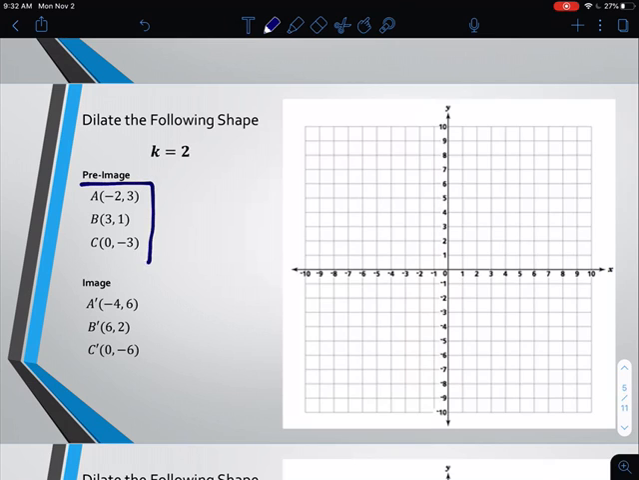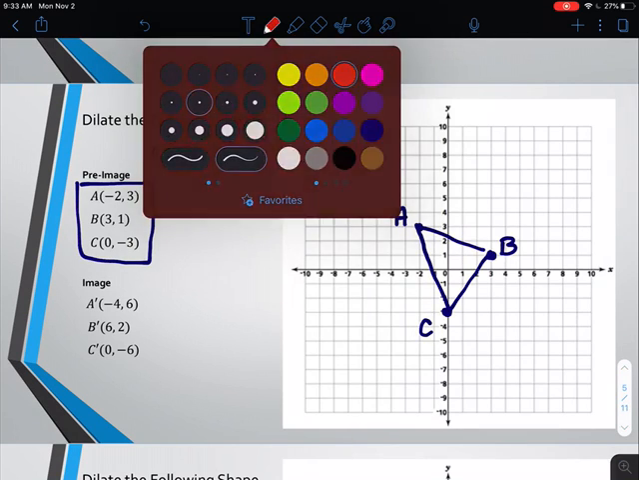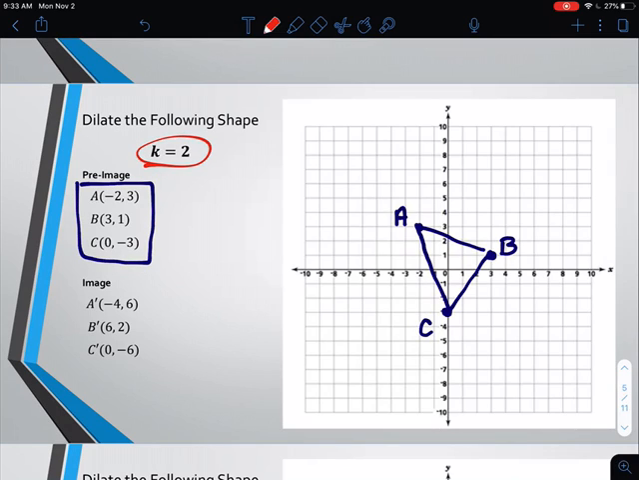So in a situation like this, they're going to start you with a pre-image. So they're going to start you with some coordinates. So A is at -2, +3. B is at 3, 1. And C is at 0, -3. So what we start with is this figure here. Now what they're telling us then is that we have a scale factor. So we're going to apply a scale factor. We're going to dilate this, and we're going to use a scale factor of 2. So what that means is I need to take all of my original coordinates and multiply them by 2.